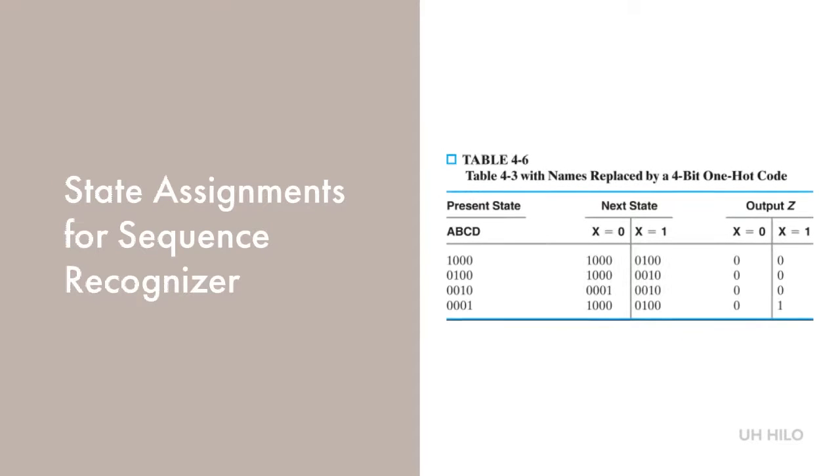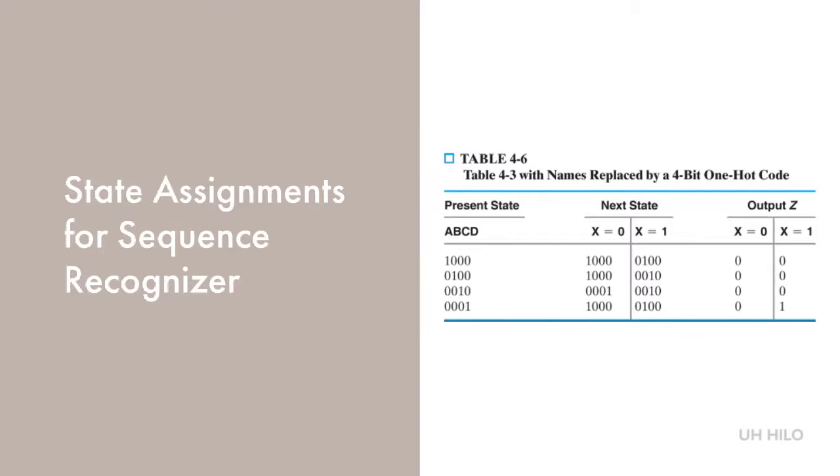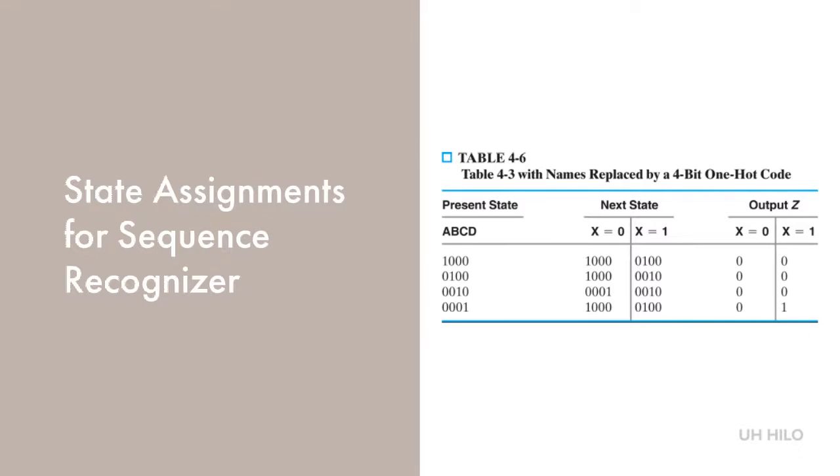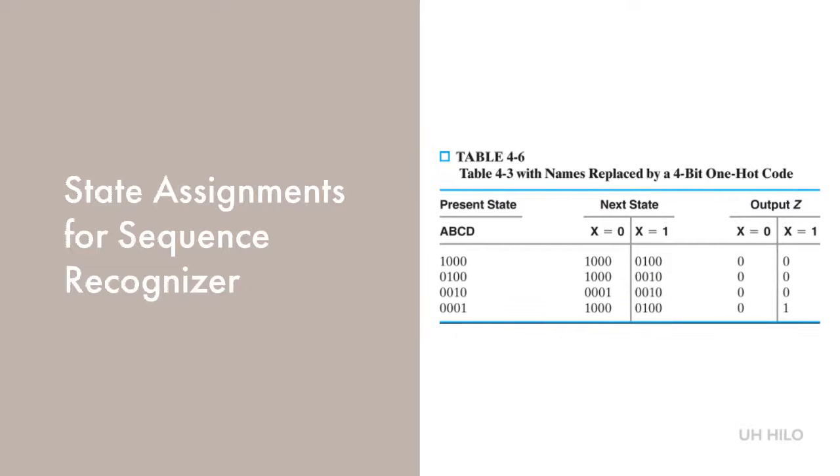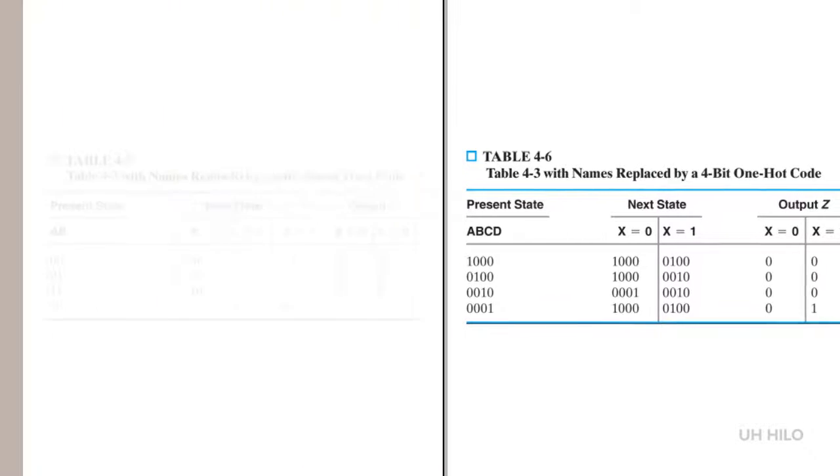Here we see the state table for the one-hot assignment. A, B, C, and D are replaced by the codes 1000, 0100, 0010, and 0001. We also replace the next state code. In this table you can see how the one-hot assignment makes it easy to determine which state is active. Now let's look at how we can implement these two state tables using D flip-flops.